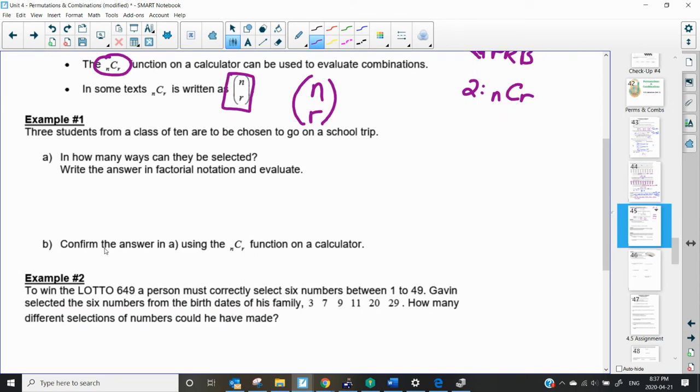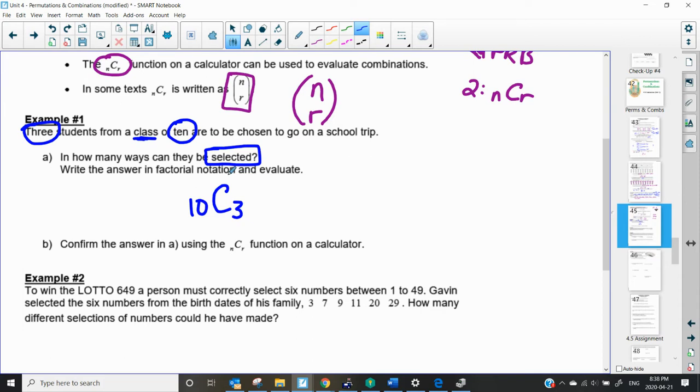All right, so let's take a look at some specific examples related to combinations. The first question here says 3 students from a class of 10 are to be chosen to go on a school trip. And the question is, in how many ways can they be selected? So the keyword right there is selected. So this tells us that order doesn't matter. We're talking about a class and we're choosing a group of students from that class. So we've got 3 students and we're choosing them out of a group of 10. So we're going to have 10 choose 3.